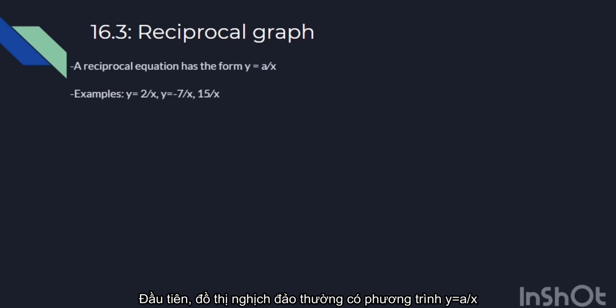In 16.3, we will discuss reciprocal graphs. First, a reciprocal equation has the form of y equals a over x. For example, y equals 2 over x, y equals minus 7 over x, and y equals 15 over x are reciprocal equations.